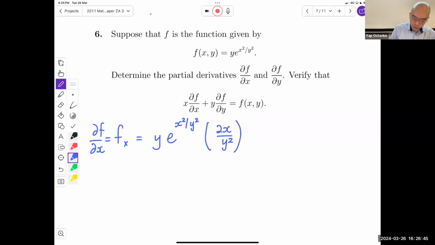So you simplify it. You should get 2x. Then the y cancels off with one of the y's inside. So you get 2x.